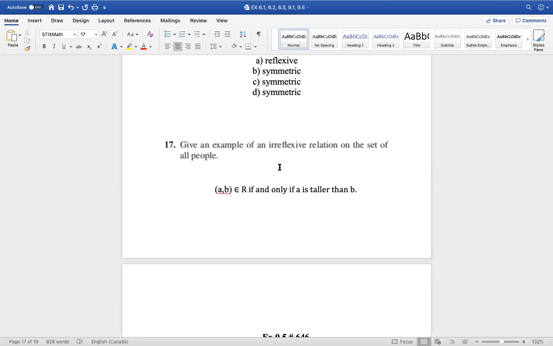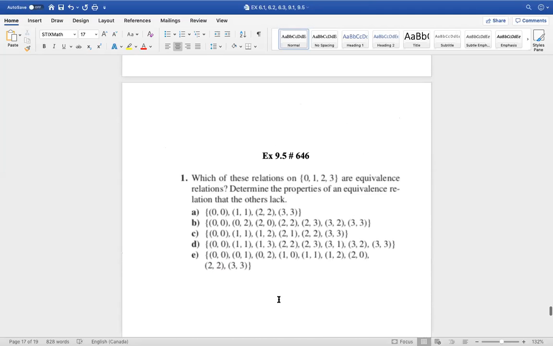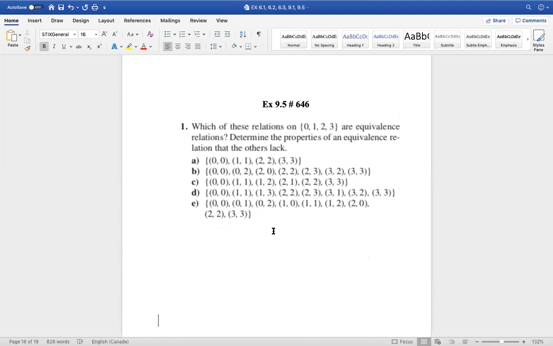Okay, let's take on the next one, 9.5, which is on page number 646 of your textbook. So in this exercise, we will also be dealing with relations. So in here, we also have to know the definitions of the different relations. We have equivalence relations, reflexive, transitive, and symmetric relations. So if we know these definitions, we are able to answer the questions pretty easily. We can't get past it if we don't know the definitions.